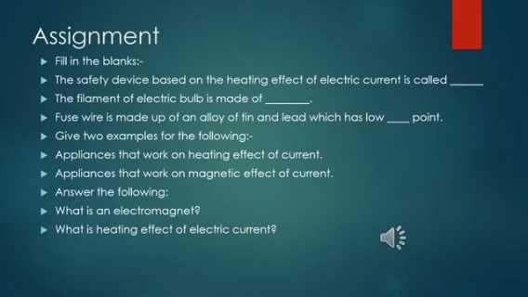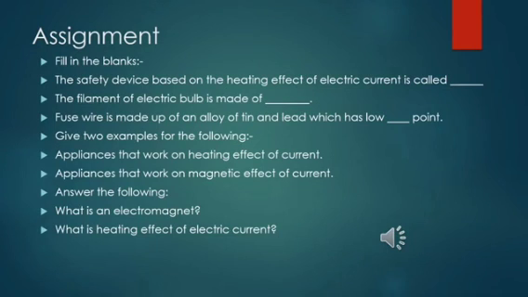Now try to write the answers for these questions. Take down this assignment and write it in your notebooks. Fill in the blanks. The safety device based on the heating effect of electric current is called dash. The filament of electric bulb is made of dash. Fuse wire is made up of an alloy of tin and lead which has low dash point.